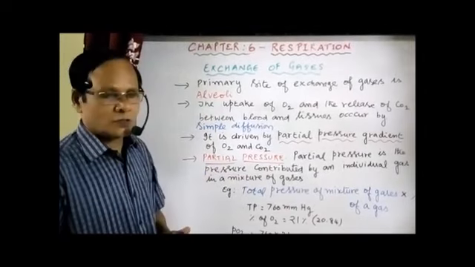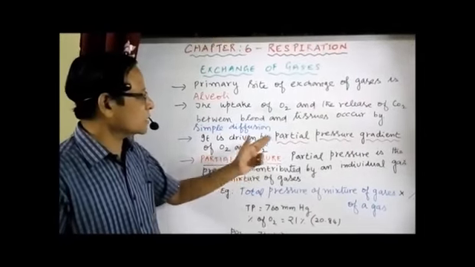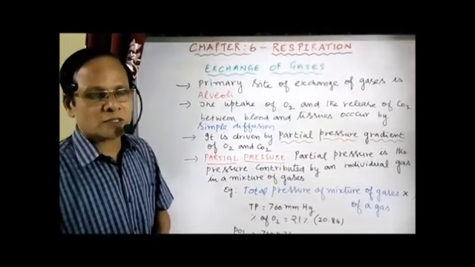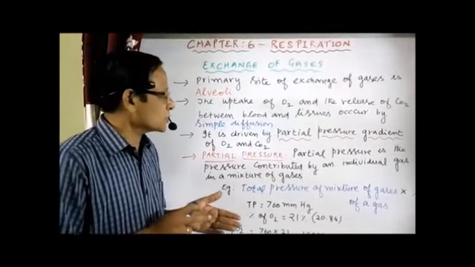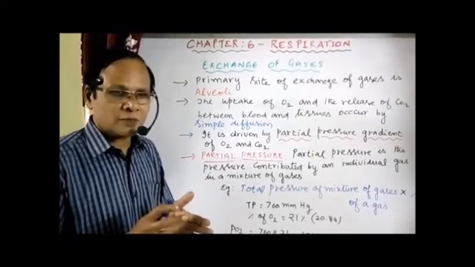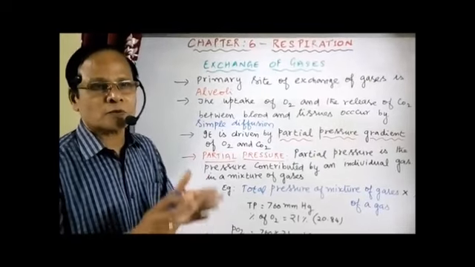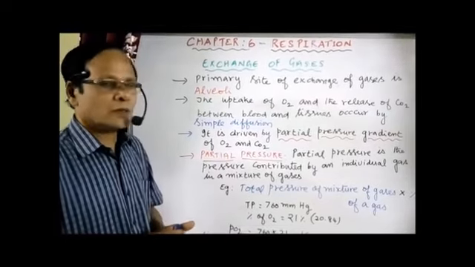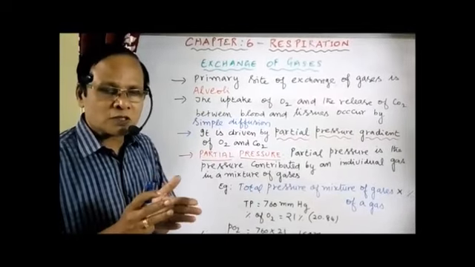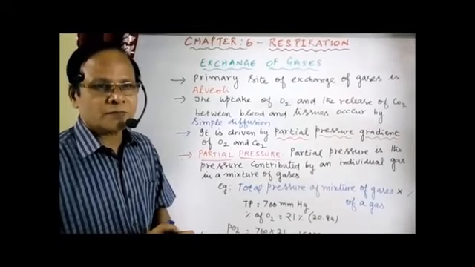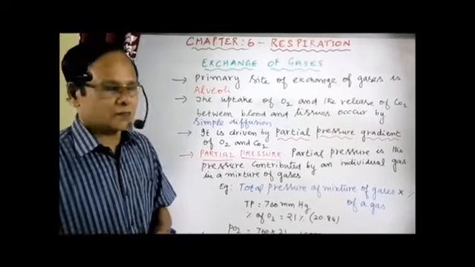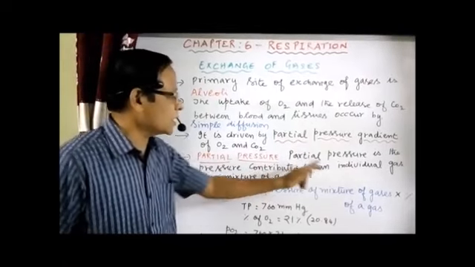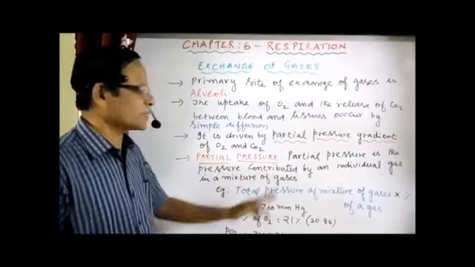Now this diffusion is driven by what is called the partial pressure gradient of oxygen and carbon dioxide. Gradient means the difference in partial pressure of oxygen and carbon dioxide. Now what is partial pressure? Partial pressure is the pressure of an individual gas in a mixture of gases. So partial pressure is the pressure contributed by an individual gas in a mixture of gases.